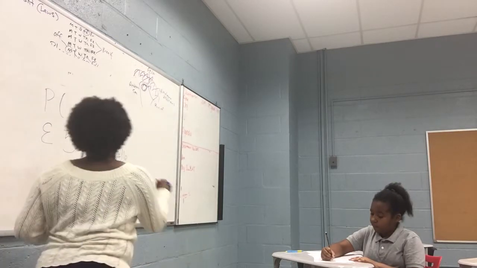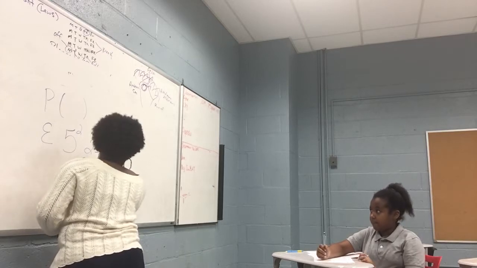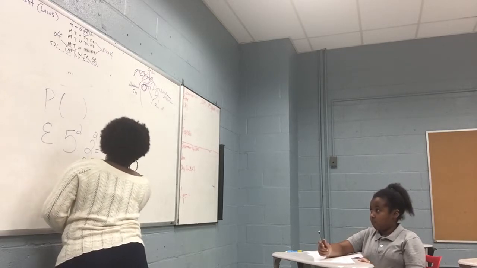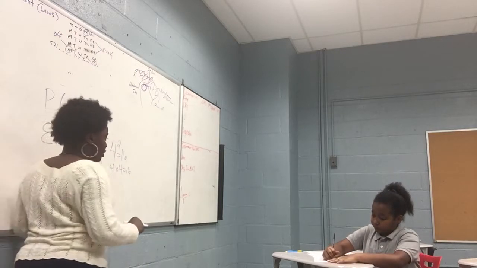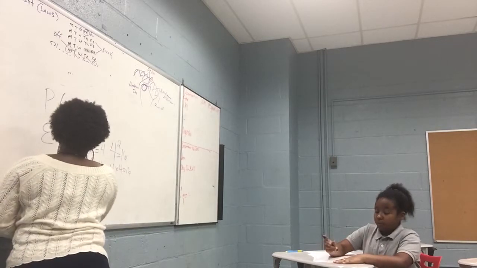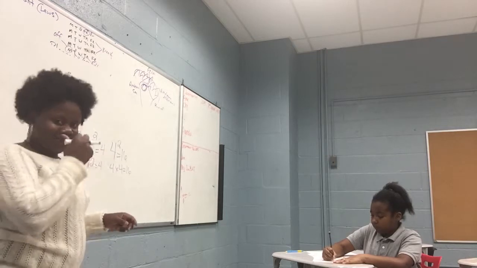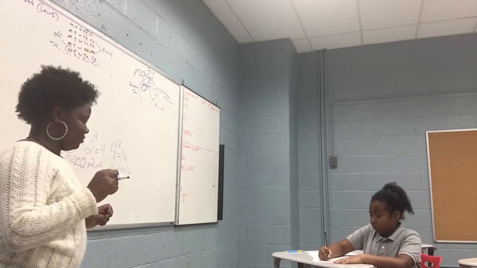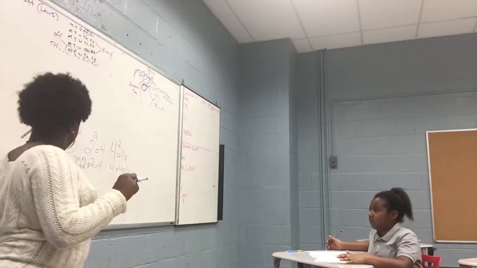And then if you need to look at it a different way, you can write it out like this: 2 times 2 equals 4, 4 times 4 equals 16, or 5 times 5 equals 25. Okay. So you understand exponents?